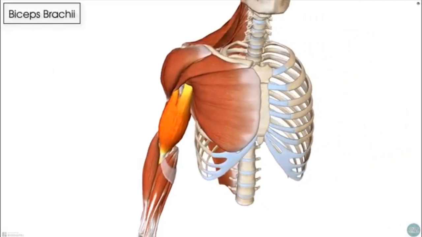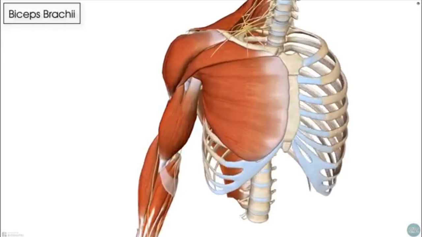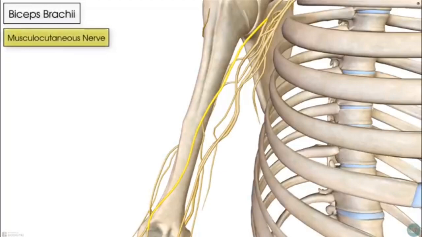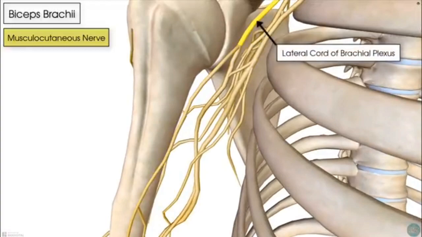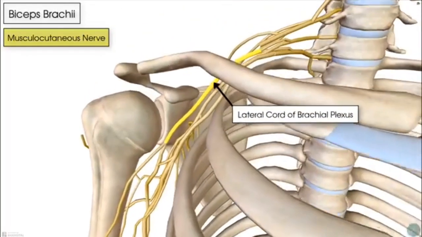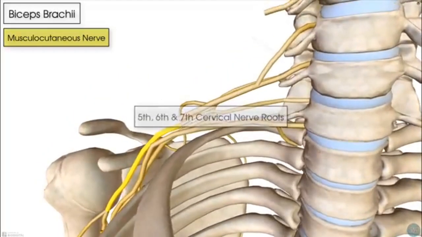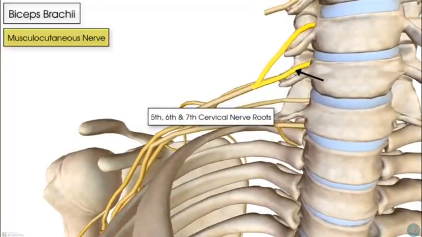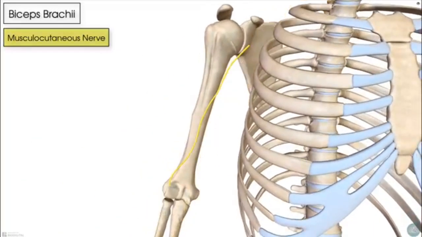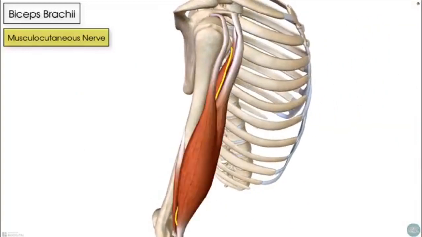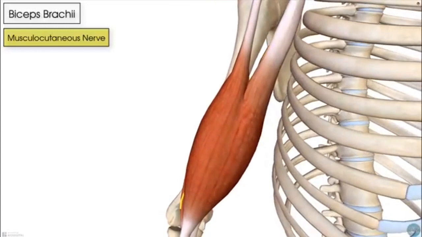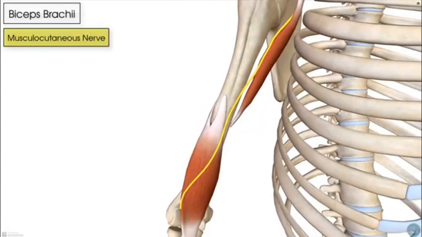So considering the nerve supply to the biceps muscle, it's innervated by the musculocutaneous nerve. The musculocutaneous nerve originates from the lateral cord of the brachial plexus, and that lateral cord is made up of the anterior rami of the cervical nerve roots C5, C6, and C7. Now, if we just look at the musculocutaneous nerve in isolation, you can actually see that it runs underneath the biceps brachii muscle and above the brachialis and coracobrachialis muscles to innervate the biceps.